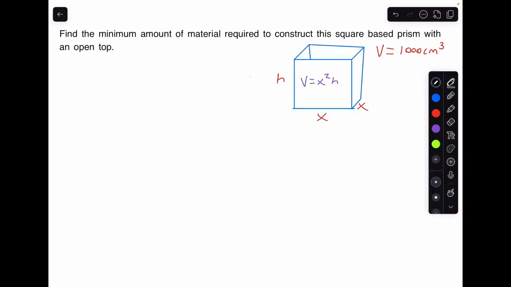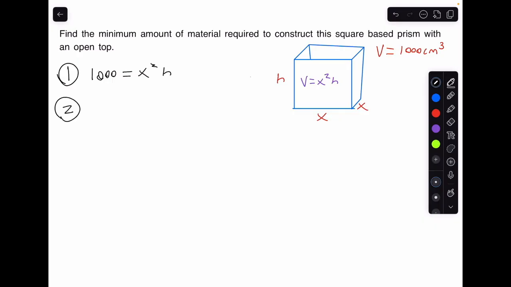Let's find the minimum amount of material required to construct this square-based prism with an open top. Volume is equal to x squared times h, and the total volume is 1,000 centimeters cubed. So 1,000 centimeters cubed is equal to x squared times h. Now let's set up our second formula.